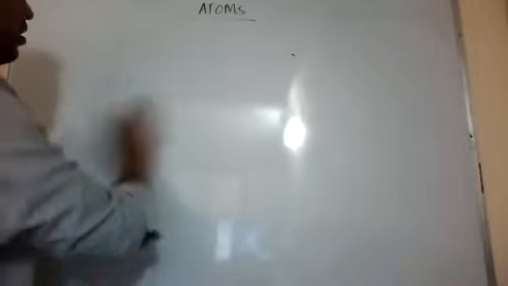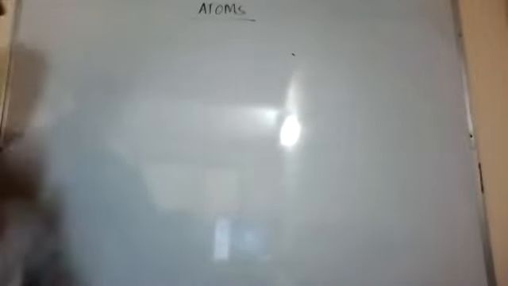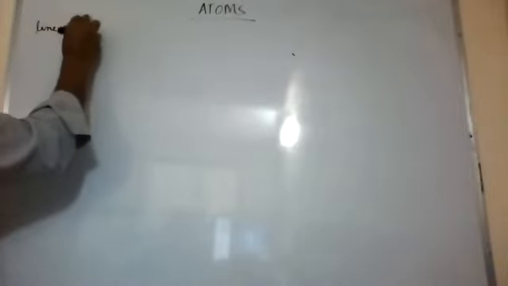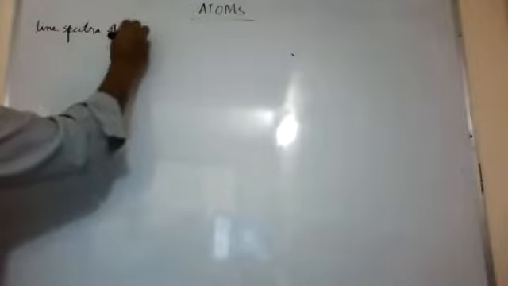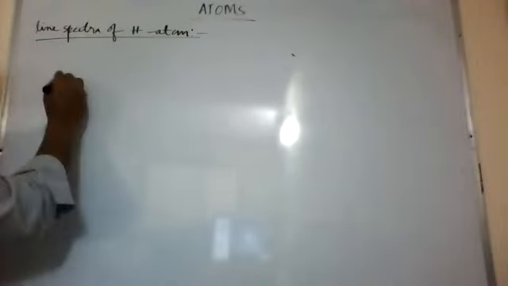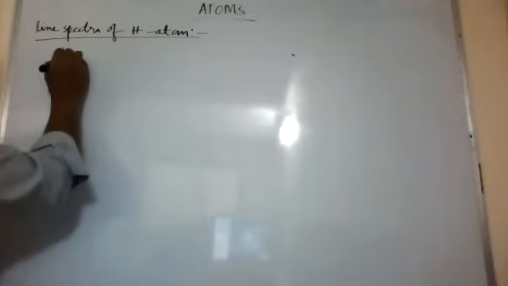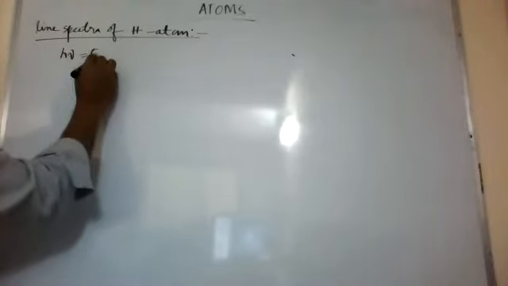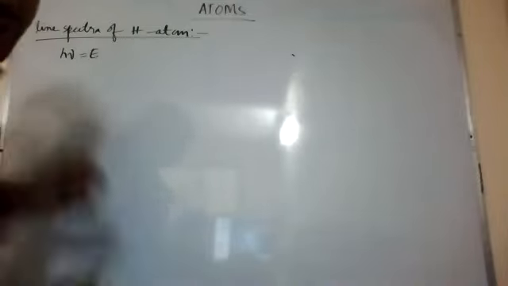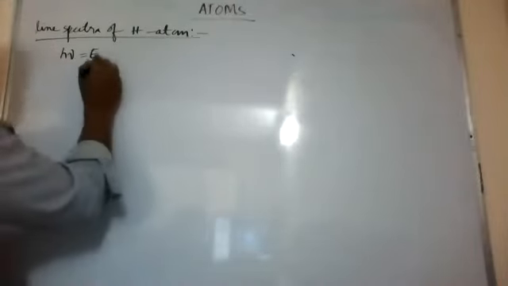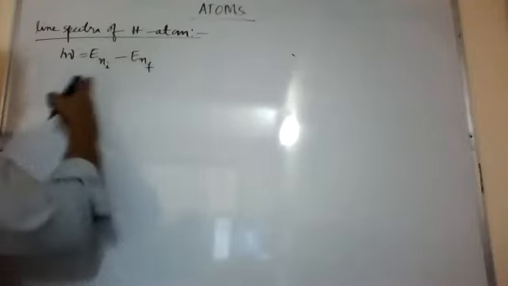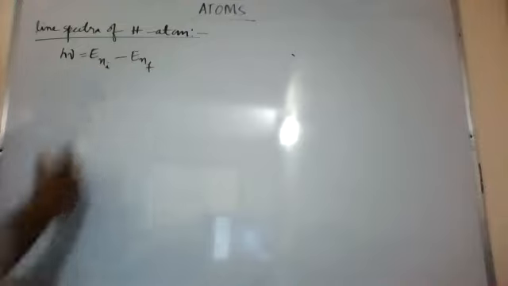Now, see, the line spectrum of the hydrogen atom, H atom. What is happening here? The formula is h nu. It is simple. When an electron is jumping from a higher level to a lower level, h nu is equal to the energy at Ni minus the energy at Nf. Just subtract the energy levels.